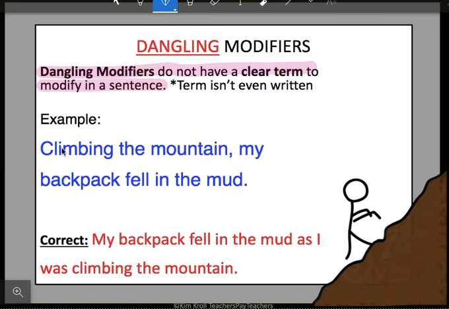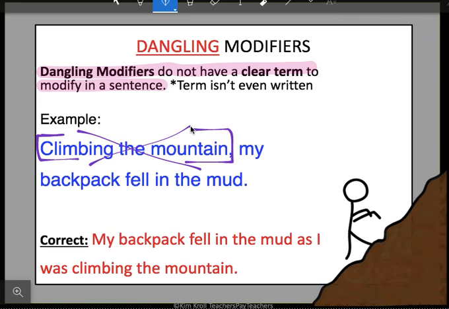For example, climbing the mountain, my backpack fell in the mud. Climbing the mountain is my modifier. It's my extra description that I don't really need. I could just say my backpack fell in the mud, but I'm describing when that happened, when I was climbing the mountain. However, it's talking about me climbing that mountain, but that's nowhere in this sentence. So this modifier is dangling. It does not have a clear term to be describing.